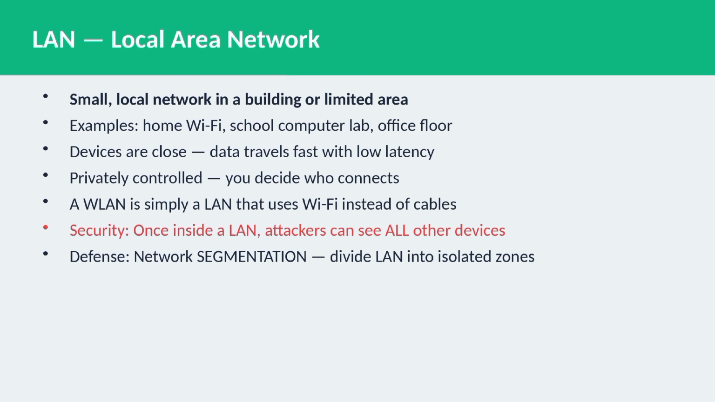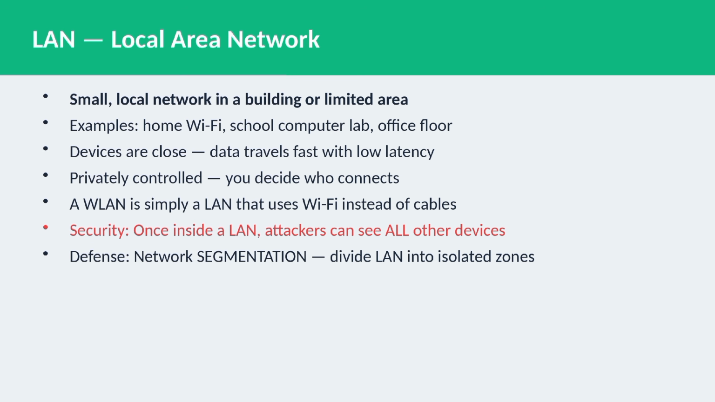The first type is a LAN, which stands for Local Area Network. This is a small local network, usually covering a single building or a small area. Your home network is a LAN. Your school's computer lab is a LAN. A small office with 20 computers connected together, that's a LAN. Think of it like a neighborhood, a small, defined area where everyone is relatively close together.